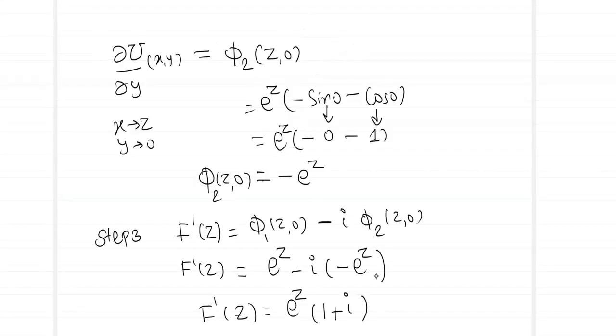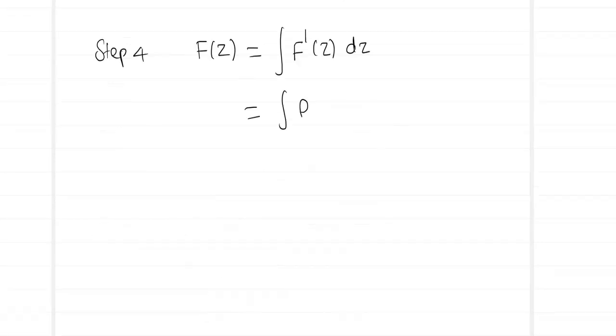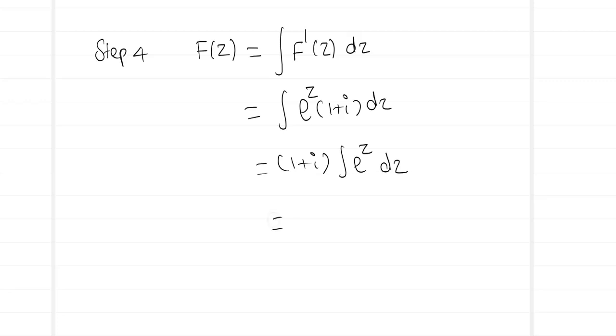What was the F dash of z for me? This is going to be equal to e power z into 1 plus i times dz. With respect to z, 1 plus i is a constant, so you take it outside so that we are left with just e power z dz. And what we know about e power z on integration, that leaves us with the same e power z.